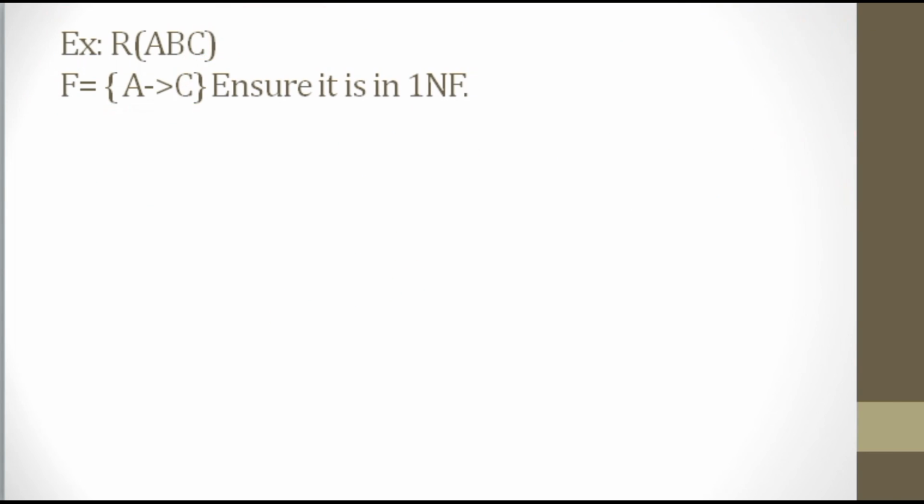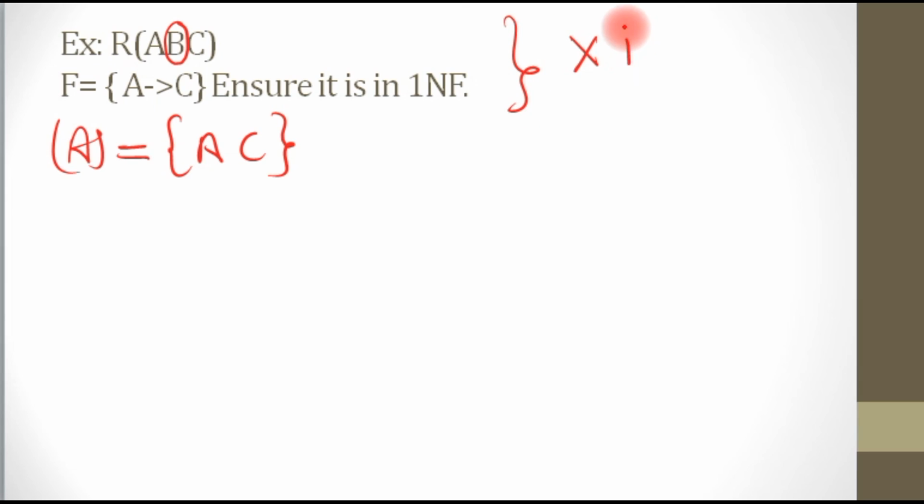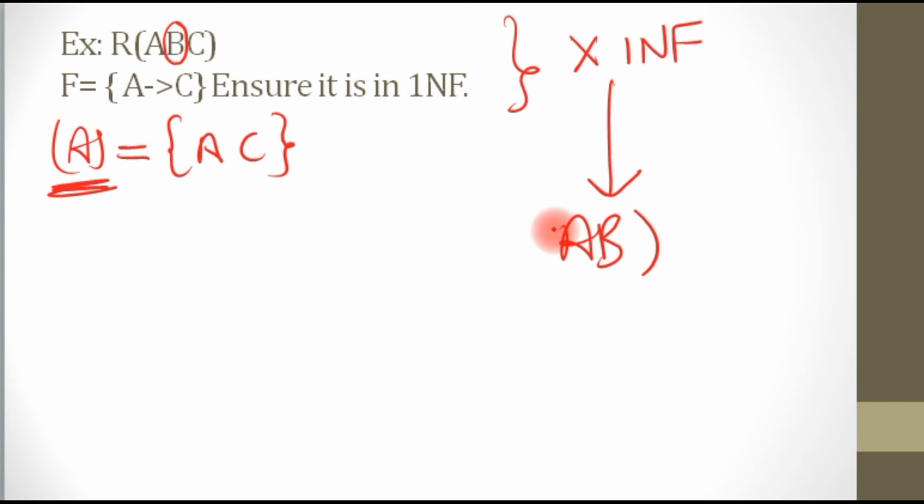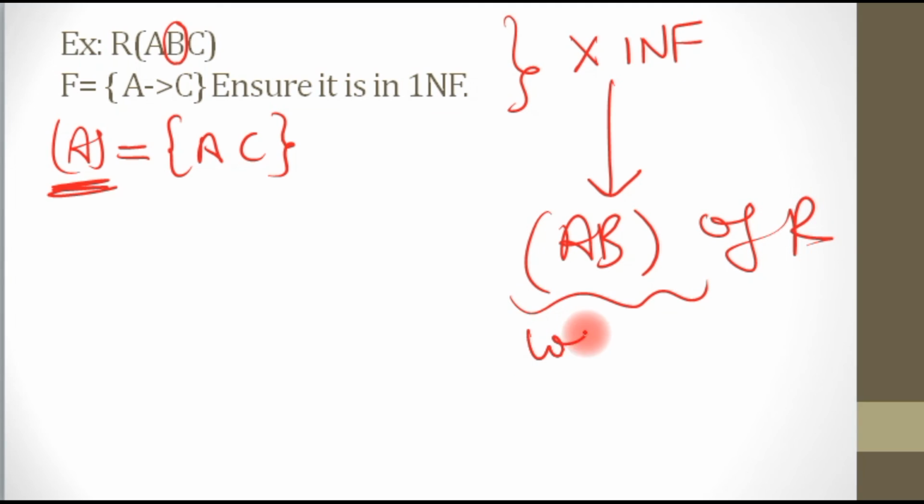Now check another relation. In this relation, find the candidate key. So candidate key A. A does not determine B. So that's why this relation is not in first NF. So to make it first NF, what we have to do, we have to make B part of the candidate key. So now AB is the candidate key of the relation R, which is in first NF.